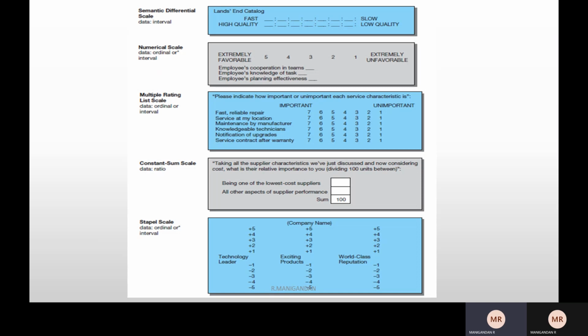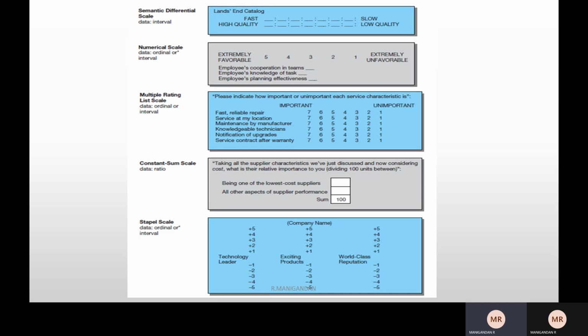And numerical scale data, ordinal or interval. It indicates ordinal data or interval data. So extremely favorable and extremely unfavorable, based on the numbers you can give that. And a multiple rating list scale, Likert scale, ordinal or interval. So based on that, you need to give the dimension. For example, I need to take one dimension. It indicates sub points. So based on that, you need to give that.